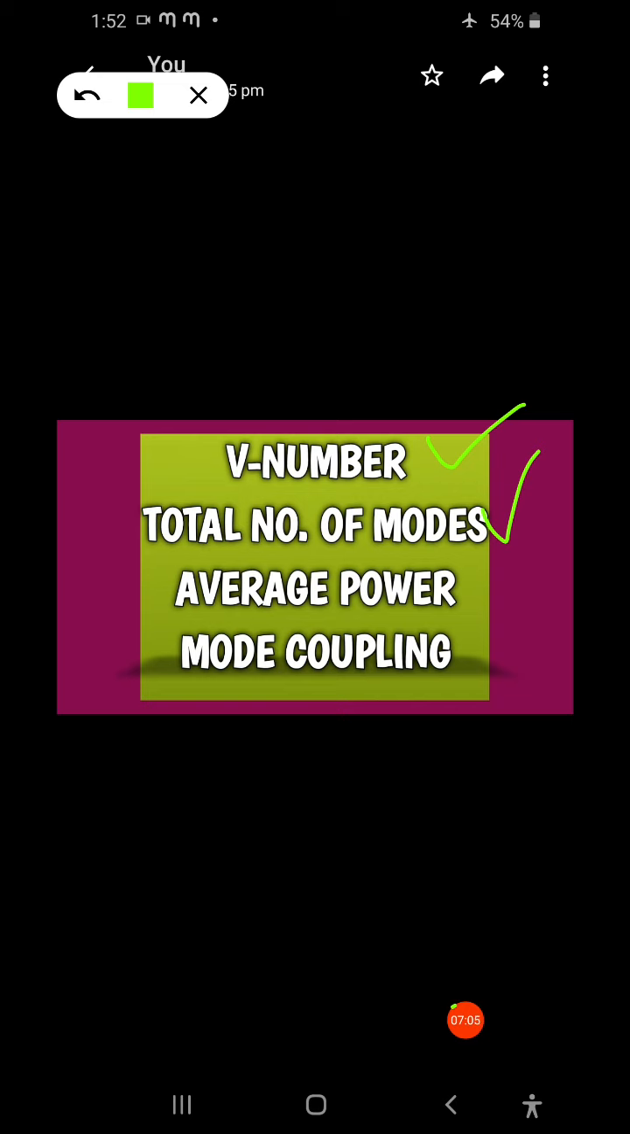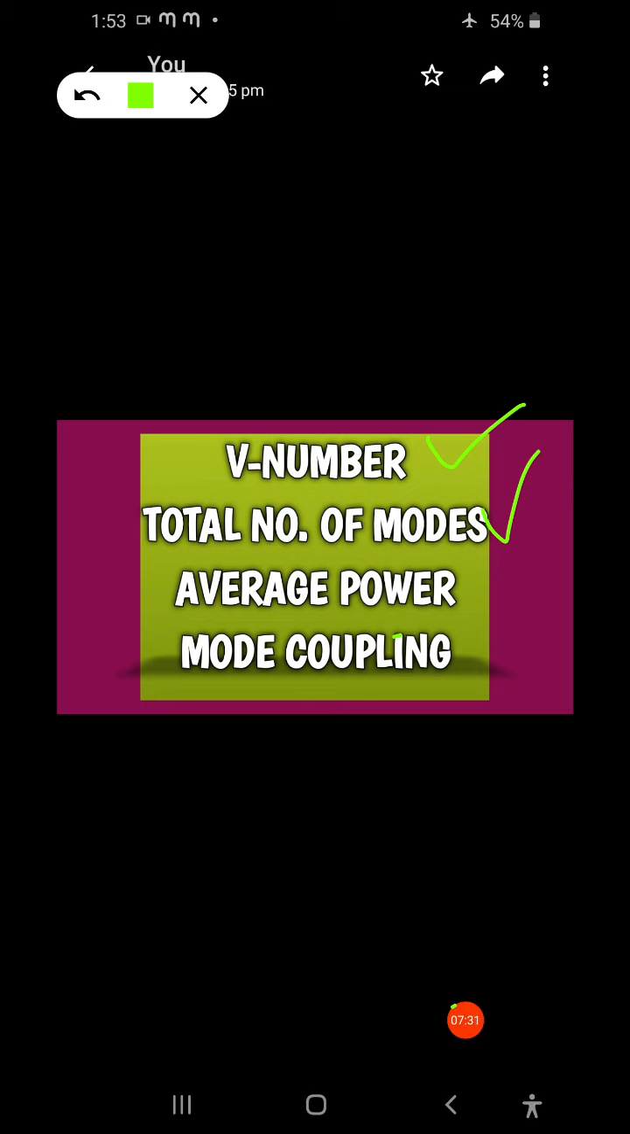And next one, mode coupling. Mode coupling can be defined as the process of coupling the energy from one mode to another, by which we can reduce the propagation delay and intermodal dispersion. It is very important in long length fibers because of pulse distortion. So that is the mode coupling.